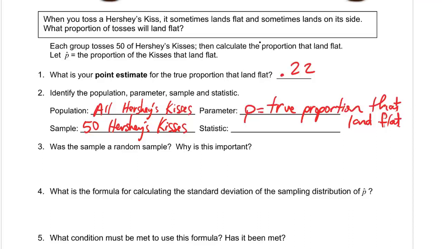Okay, in the statistic, now I put a little hat on the P. And the little hat says this came from a sample. And that's this 0.22 number. So I did 50, I got 0.22, but I'm still wondering, what's the true number that's out there? Was this too small? Was it too large? Right? That's the question. Was the sample a random sample? Yes, it was, because they were not special kisses. They were just regular Hershey's Kisses.